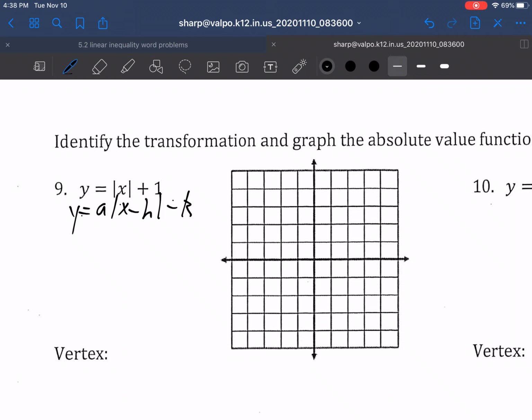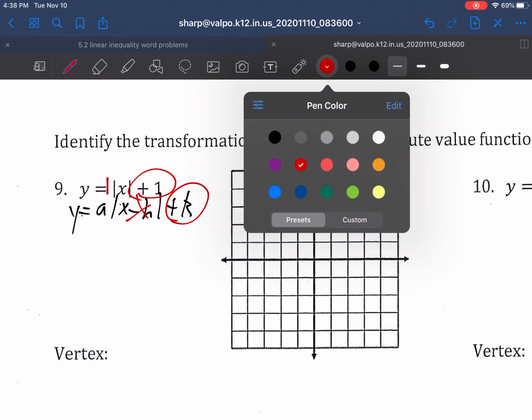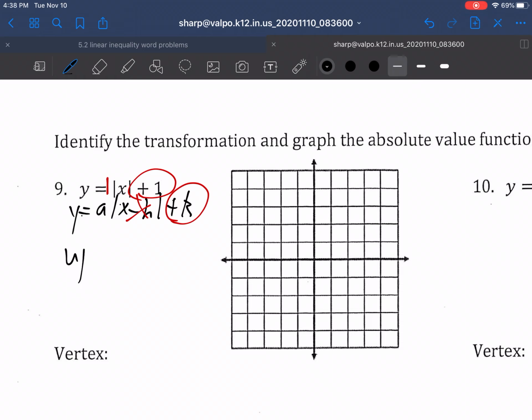all plus a k. Well, you'll first of all notice that the a value is 1, so my slope is 1. There is no h value because it would have been inside the absolute value. There is a k value towards the back. The k value is going to move your graph up 1 unit.